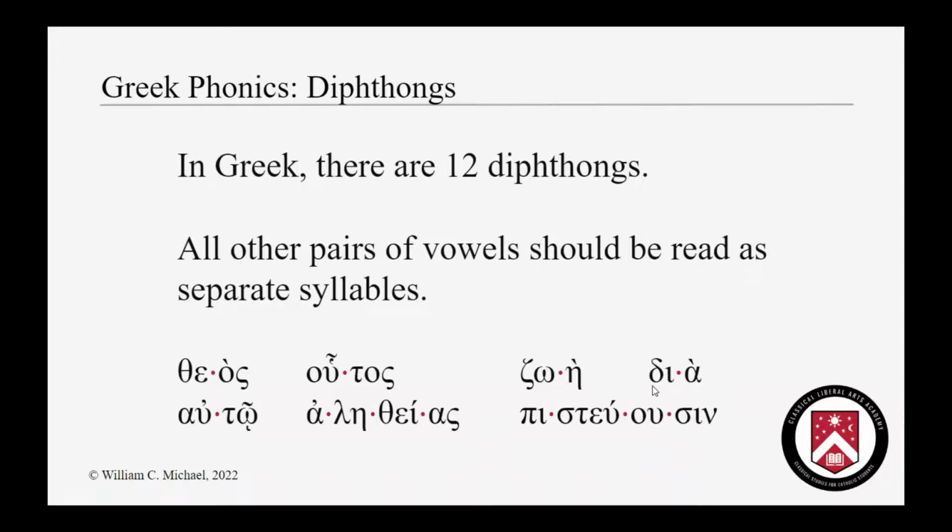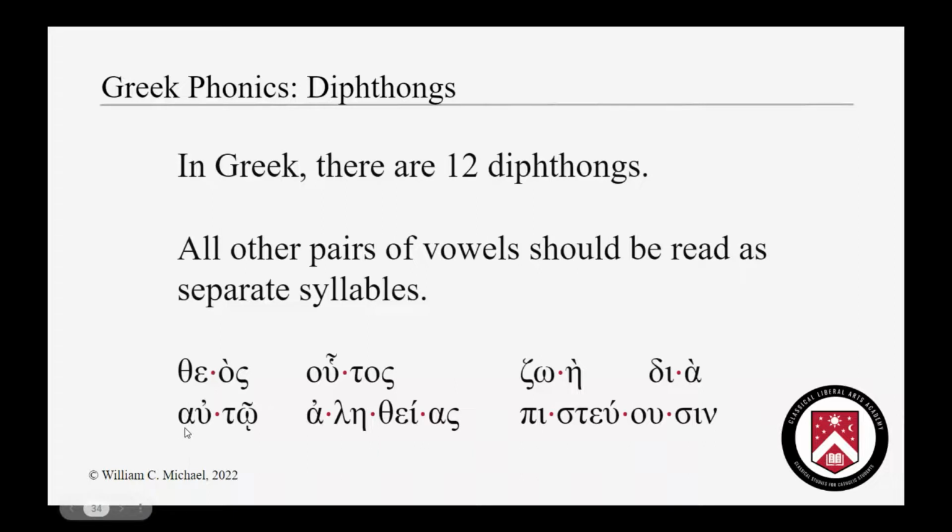In this fourth example, we see the vowels iota and alpha together in the word, but they do not form a diphthong. And so we separate this word into 2 syllables between those 2 vowels, and we say di-a. Notice again the grave accent telling us to fall on the second syllable, di-a.